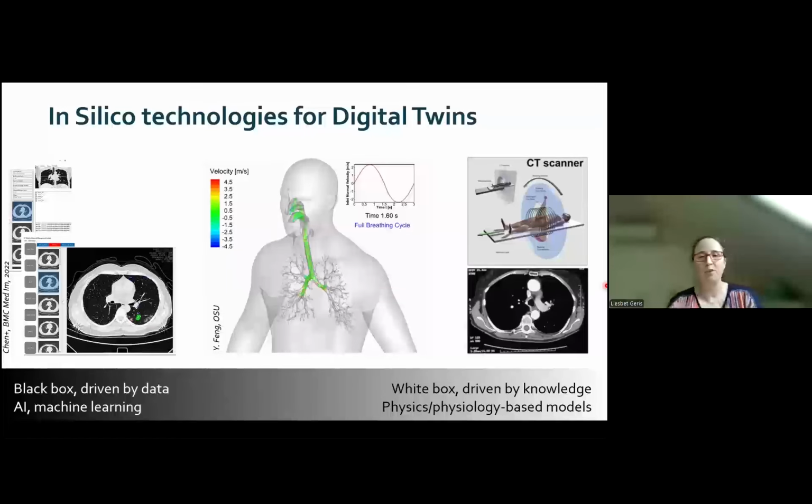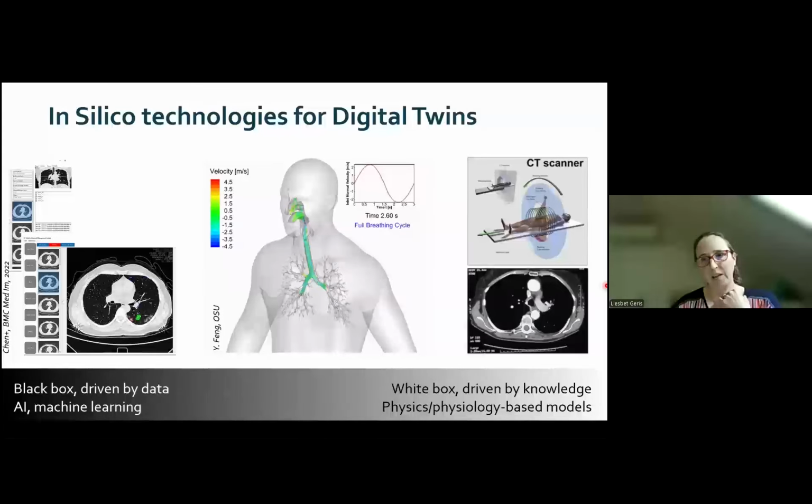you will use AI approaches. If you don't have so much data, or it's pretty sketchy, but you have some idea or some hypothesis on the mechanisms that are behind the disease or the functioning, you can use more white box or gray box approaches. So this is important to realize.